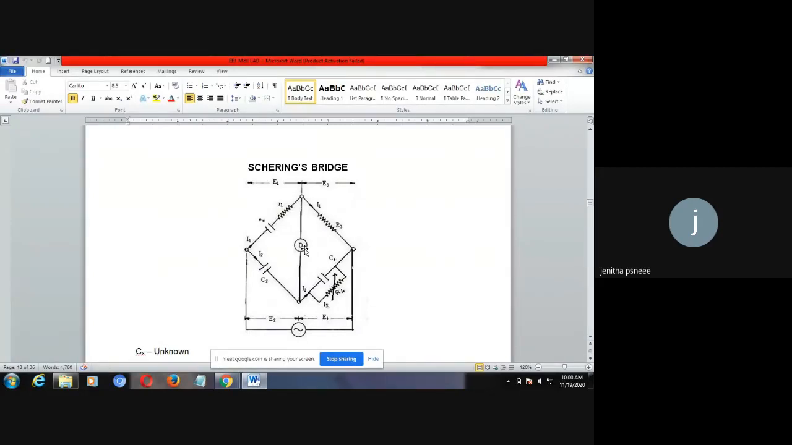Initially, before balancing the bridge, the headphone will make some noise. So when you balance the bridge, you have to vary other things and find the unknown value. If you find the unknown value and replace it with that value, then the detector noise will be stopped. So this is the thing for the balancing condition.